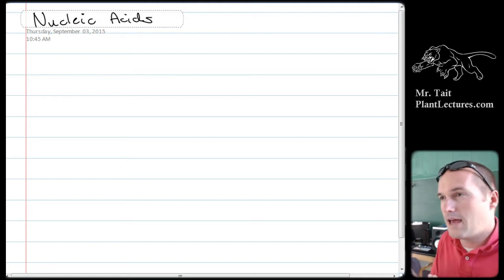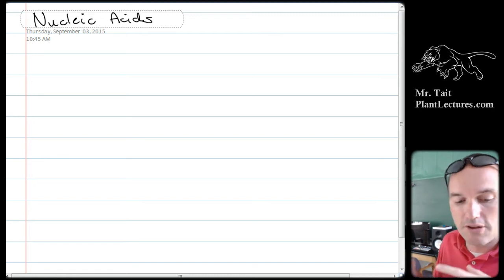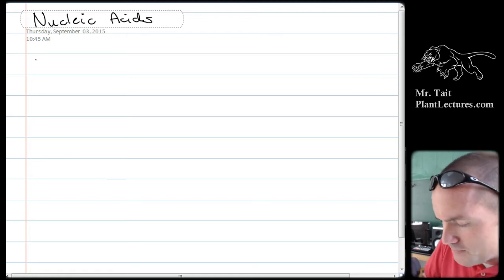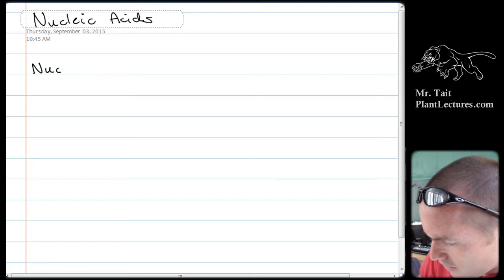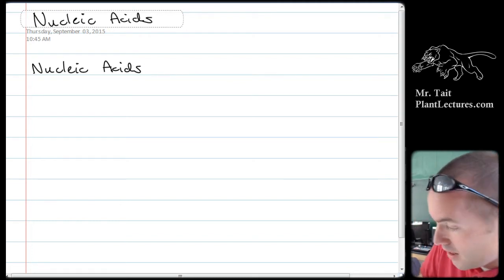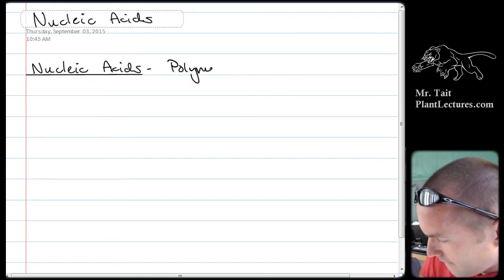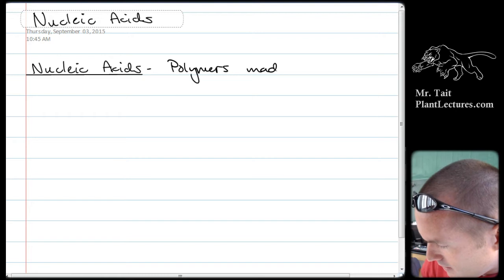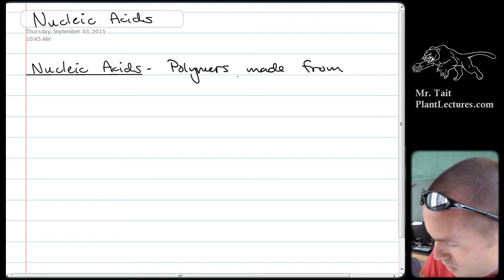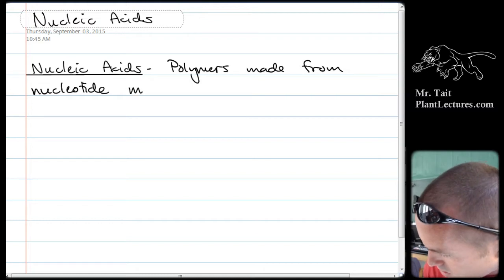In fact, RNA, which is the other type of nucleic acid, holds a much more important role and is much more versatile in all the things that it does. Okay, so let's talk about what nucleic acids are in the first place. They're a polymer, first of all. So they're polymers made from nucleotide monomers.